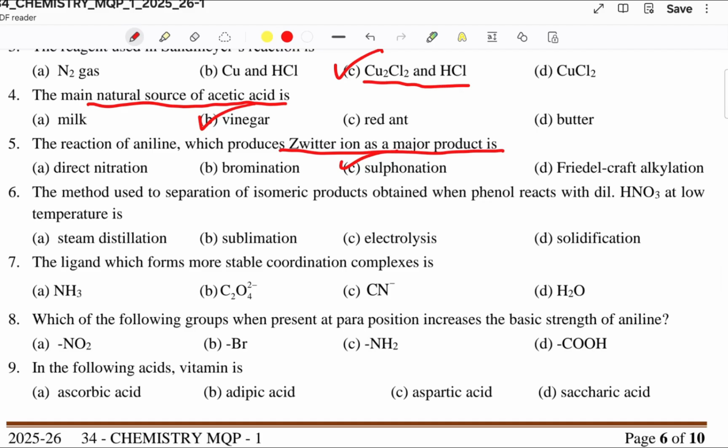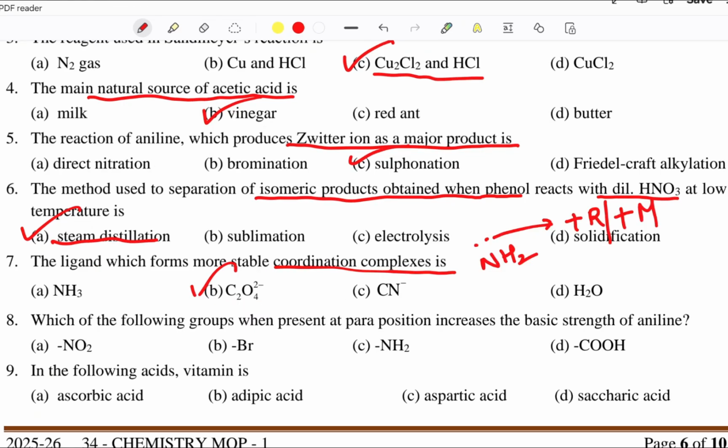Next, question number 6. The method used for separation of isomeric products obtained when phenol reacts with dilute HNO3. Dilute HNO3 and phenol, when they react with each other, we will get orthonitrophenol and paranitrophenol. They can be separated by the steam distillation process. Next, question number 7. The ligand which forms the more stable coordination complex is, so option B is the correct answer because it is a chelating ligand, it can form rings.